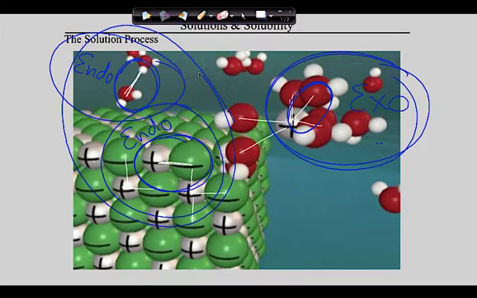Just a second. Go ahead. Bigger in terms of energy. It gives off more energy than it takes in. Is that okay?